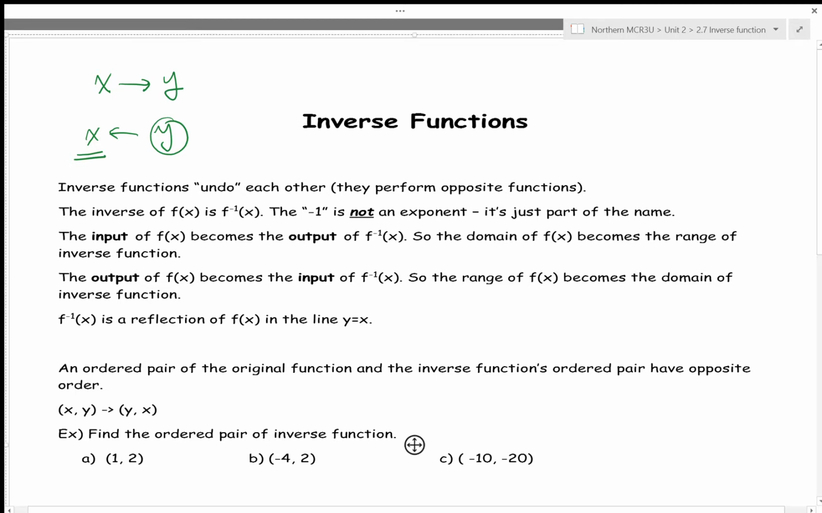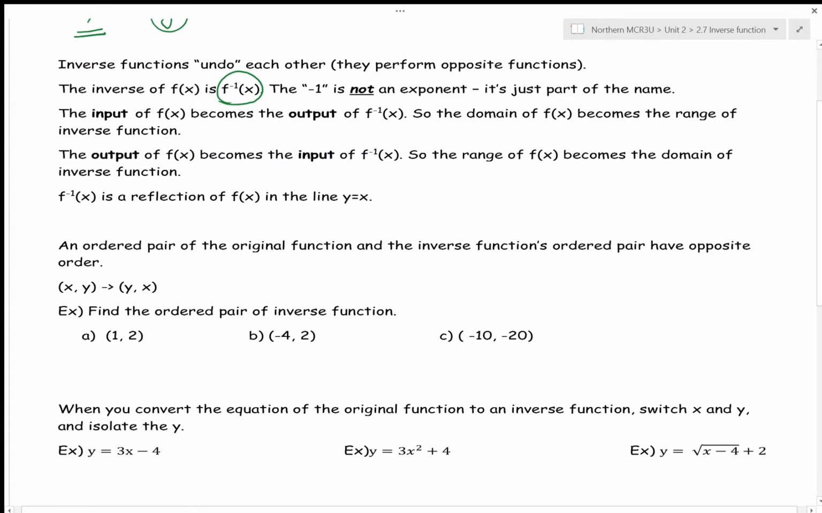Here the notation is always f negative 1 of x, but this negative 1 doesn't mean that you are taking the reciprocal of it or doing the power of negative 1. It has nothing to do with it. Remember, f of x doesn't mean f times x, it's just a notation. In this case, that negative 1 is also just a part of the notation. It has nothing to do with algebra. So please do not get confused with it.